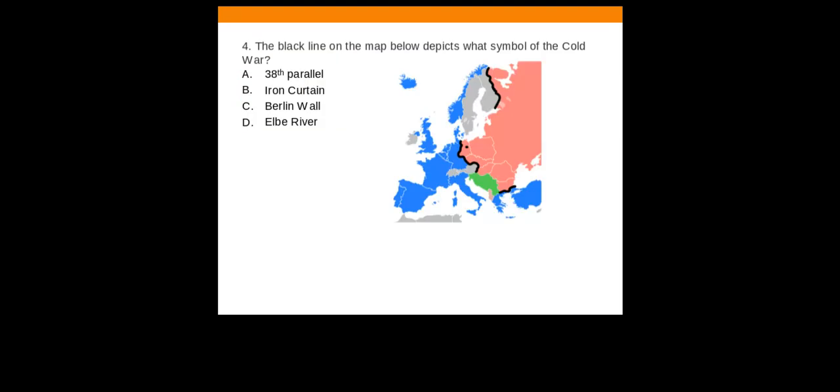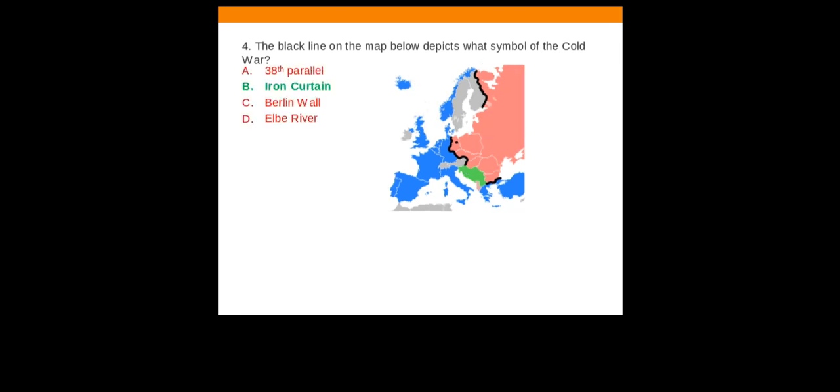All right, number 4, what is this black line on the map depicting? And that is called the Iron Curtain. So the black line on the map represents the Iron Curtain. This is just the physical boundary that divided Europe into kind of the separate areas after World War II and before the Cold War.